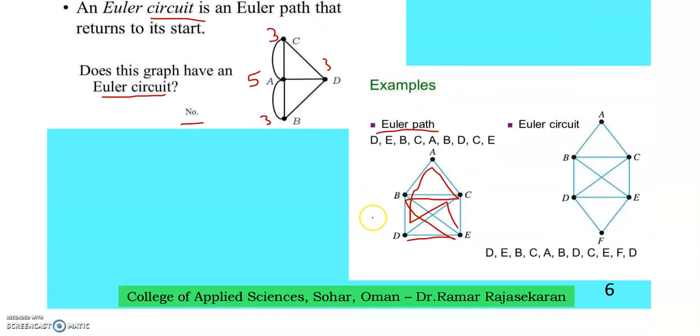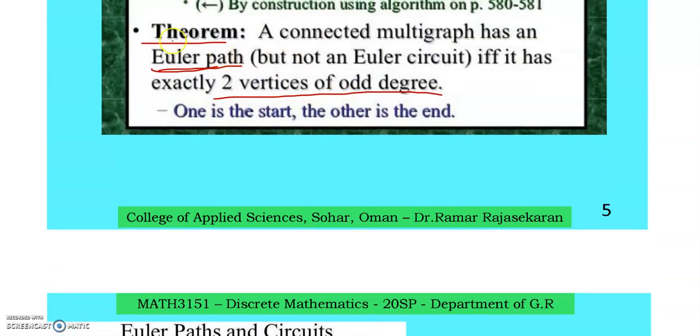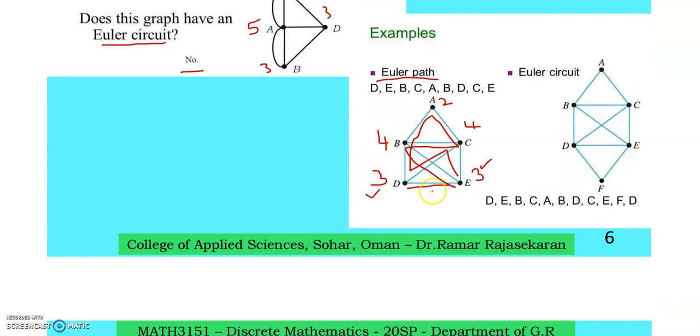Now you see here, the degree of the vertex A is 2, here degree is 4, here degree is 3, here degree is 3, here degree is 4. Now you see this is even, this is even, this is even, and this is odd, this is odd. Now you see the theorem: you have an Euler path if and only if it has exactly two vertices of odd degree. Yes, we have two vertices, D and E, with odd degree, that is, degree 3. That's why here we have an Euler path.